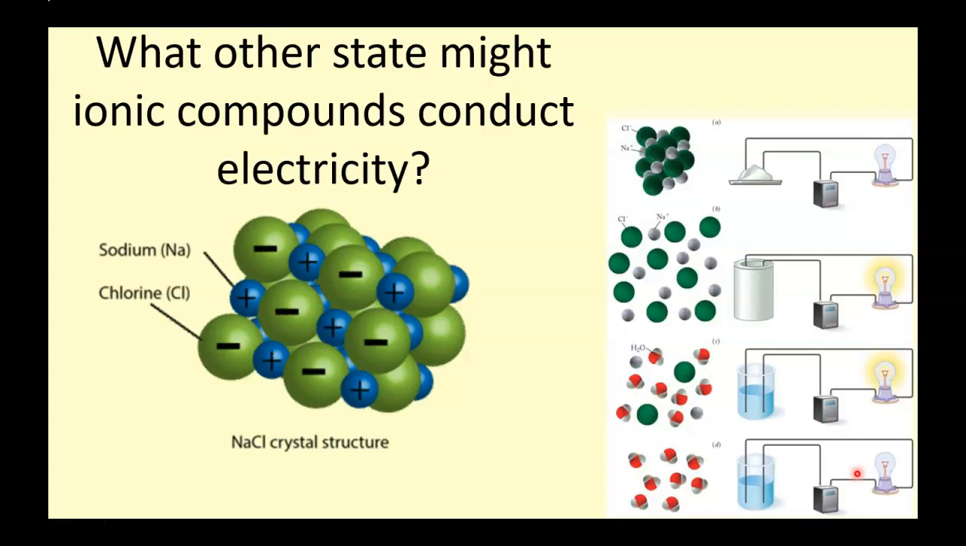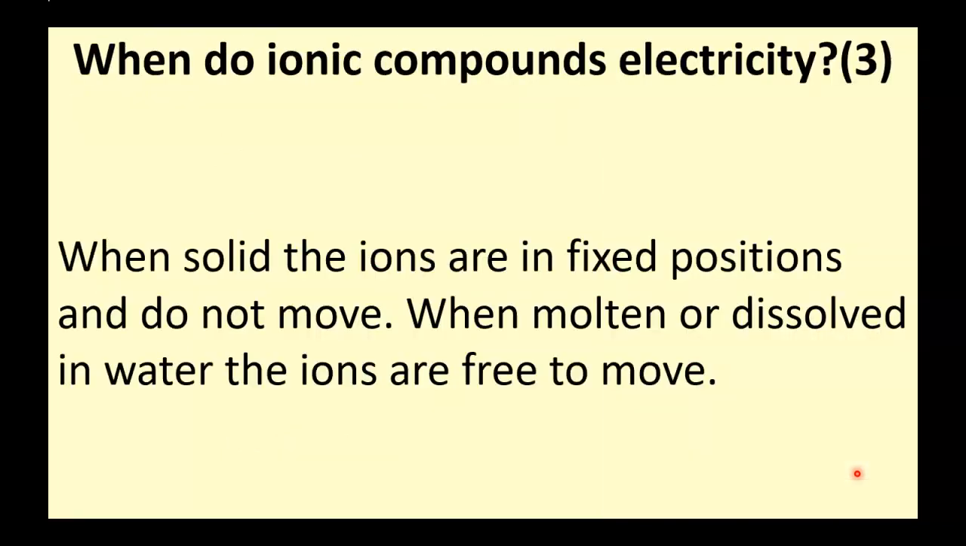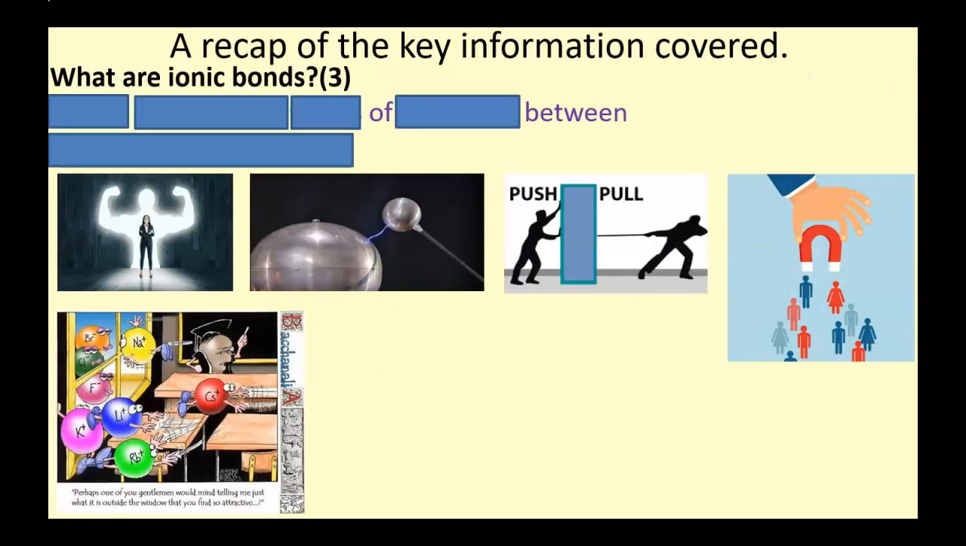So the argument completed looks like the following. When solid, the ions are in fixed positions and do not move. When molten or dissolved in water, the ions are free to move. A recap of the key information covered.